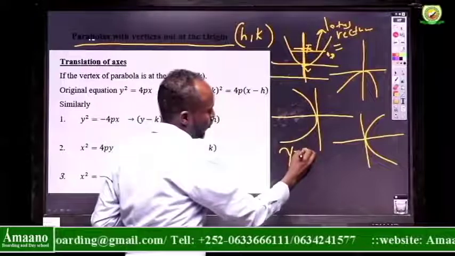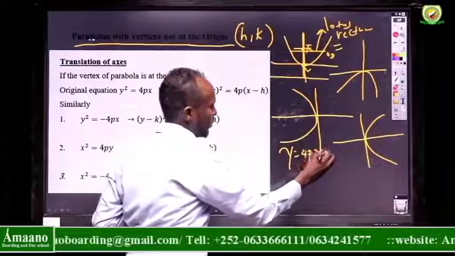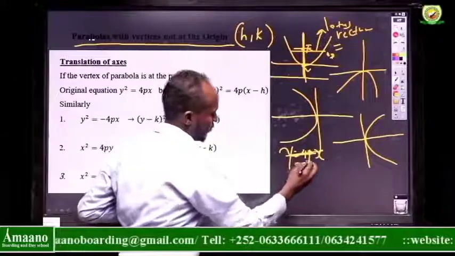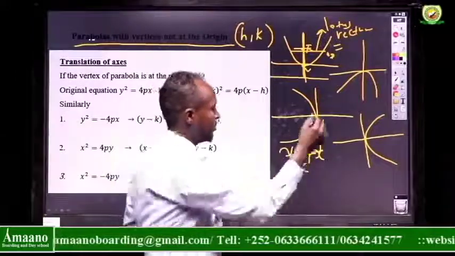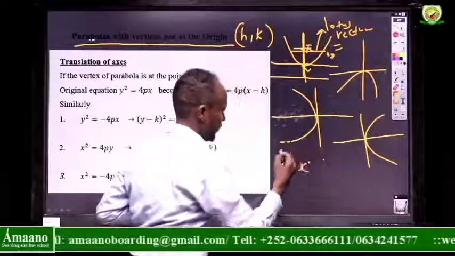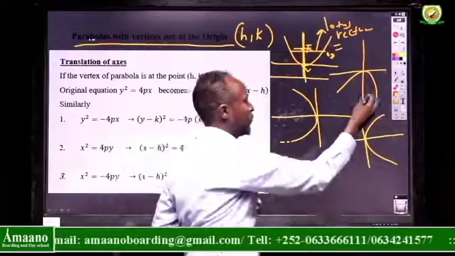y equals 4p x squared, x equals... These are our previous formulas.